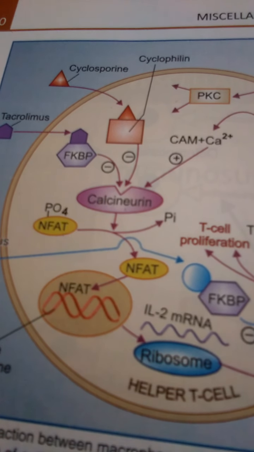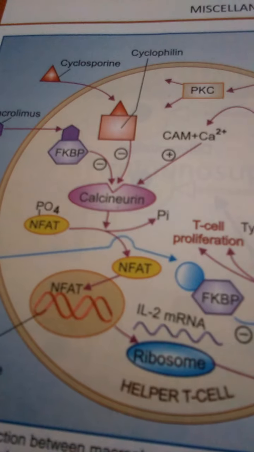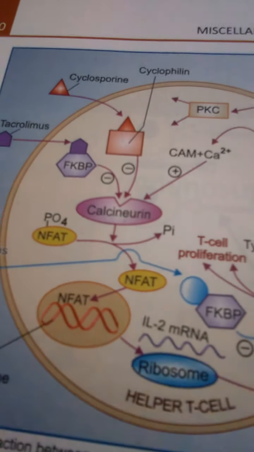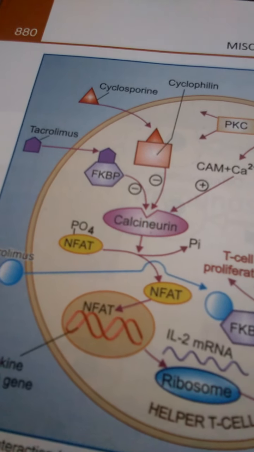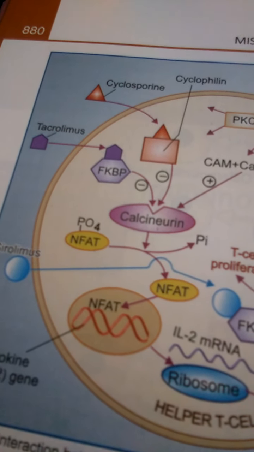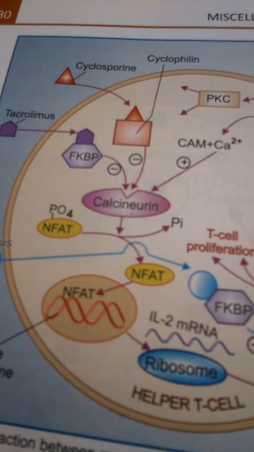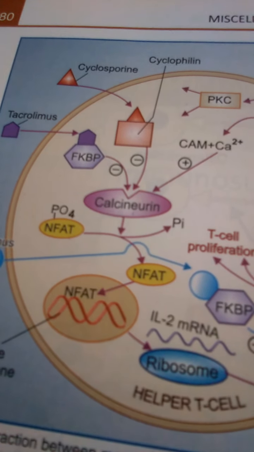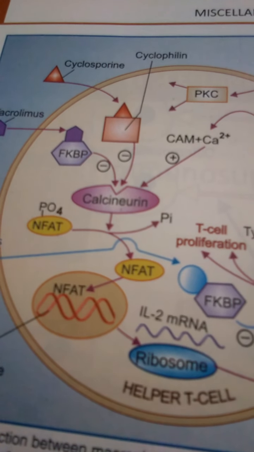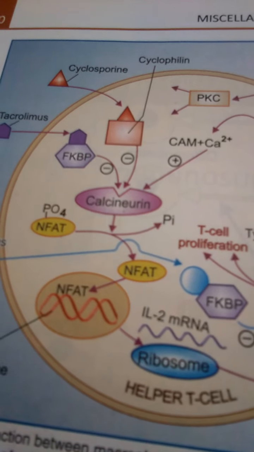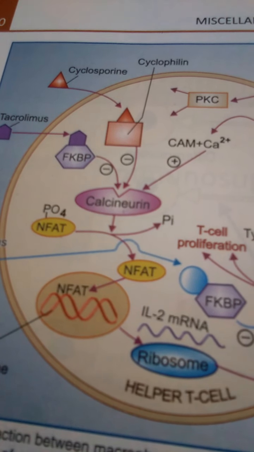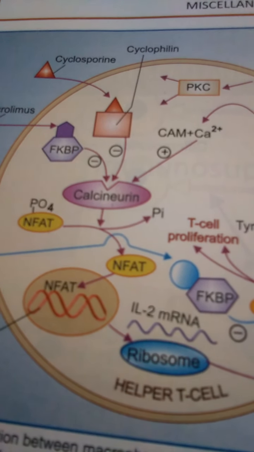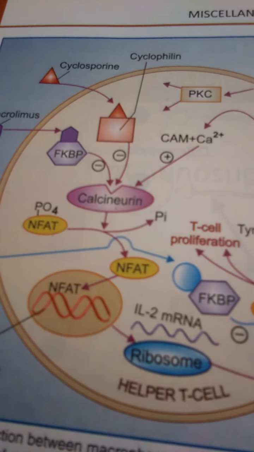If there is no action of calcineurin, then calcineurin does not act upon the NF-AT, and that leads to a reduction in the cytokine as well as IL-2 genes. So there is no formation of immune responses. How are the immune responses suppressed? By using cyclosporin. Cyclosporin binds to cyclophilin, and it acts upon the calcineurin.